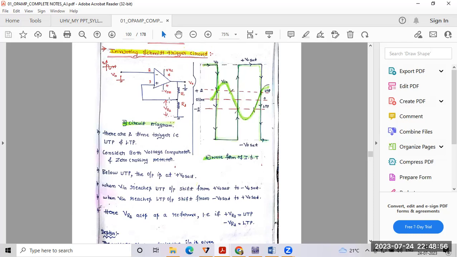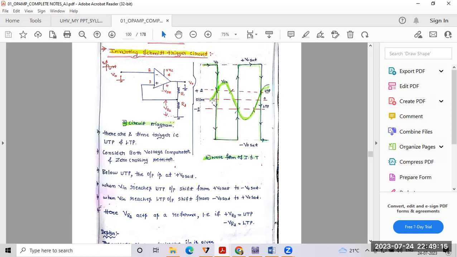What is the uniqueness of this circuit? Irrespective of the input waveform, whether sine wave, triangular wave, pulse, or sawtooth, the output should be rectangular like this. And what is the explanation of this waveform?